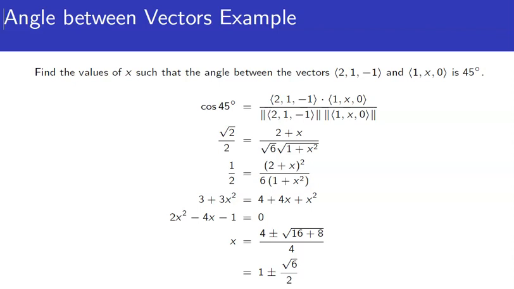In this video, we're going to look at the angle between two vectors. So we're being asked to find the values of x so that the angle between the vectors (2, 1, -1) and (1, x, 0) is 45 degrees.